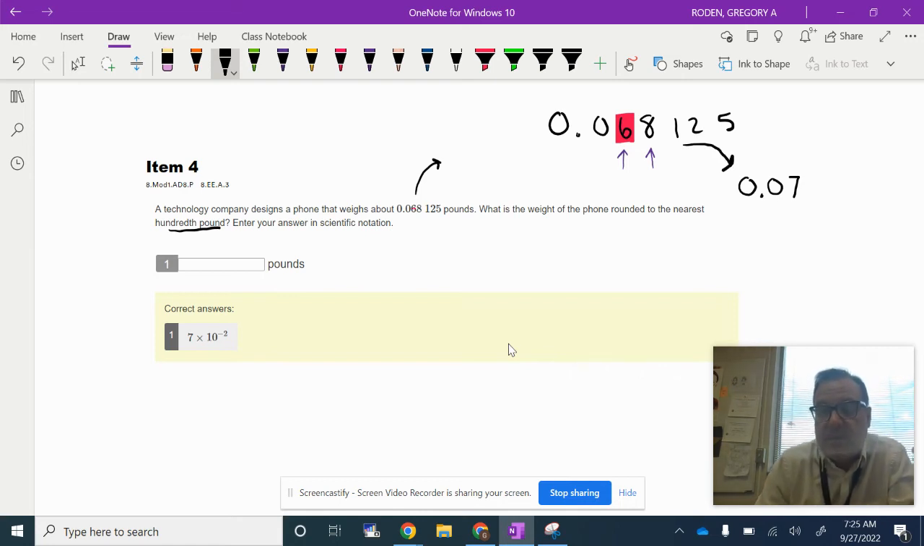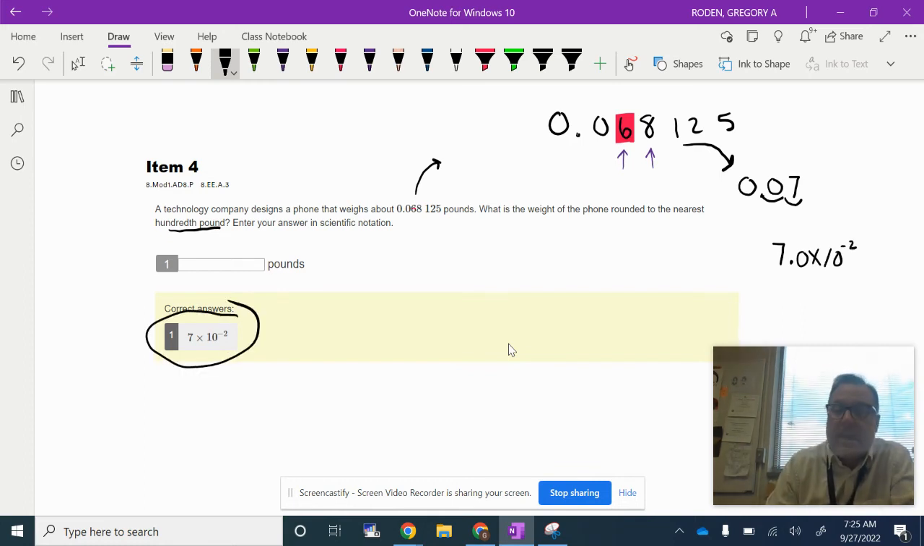Okay? See that? We're not in scientific notation yet. We're just rounding that first. Then we're going to put it in scientific notation by scoop-de-looping it 2 times. So that's going to be 7.0 times 10 to the negative second power. And that is where they got that. Okay, that was a little tricky problem right there. So hopefully that helps you understand number 4.